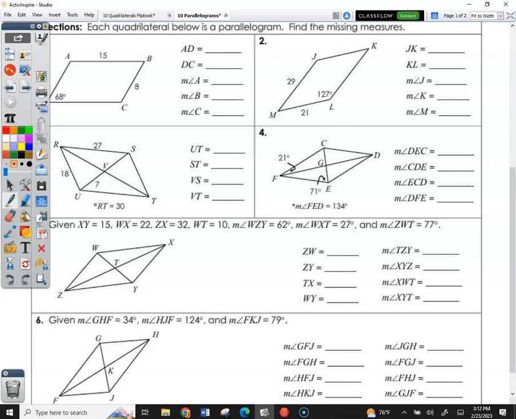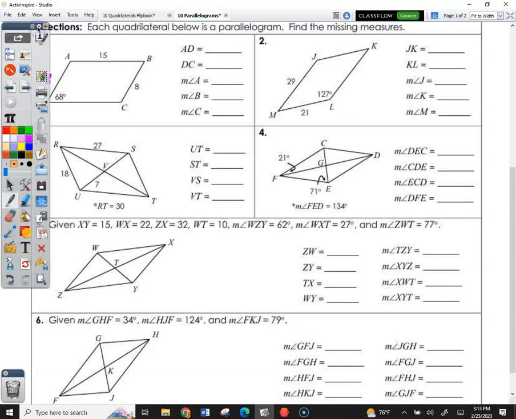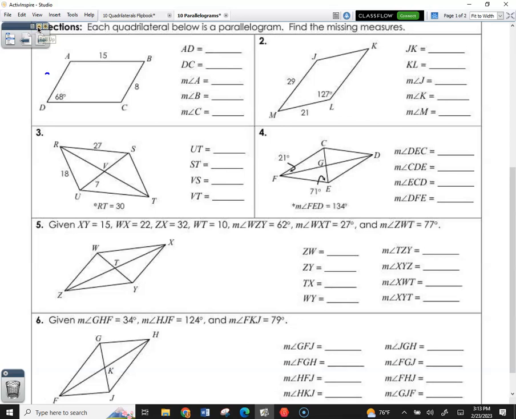Remember, 2 letters means it's a side or a diagonal. 3 letters with the little angle symbol means it's an angle measure. It says find the measure of AD. Now this is just numbers, no algebra. So AD, what would it be? It's 8, because it's a parallelogram. All right, what about DC? 15. There's really no excuse to get those wrong.